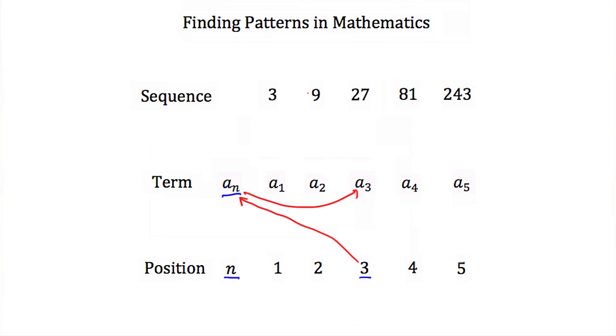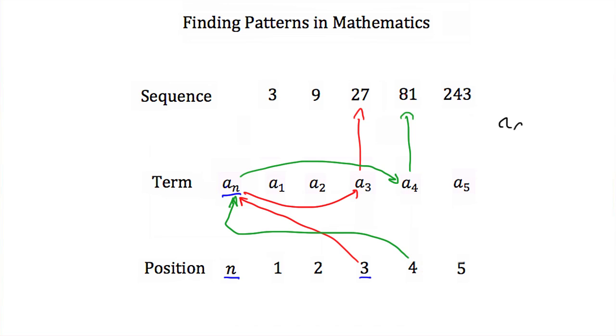If we had the sequence 3, 9, 27, 81, and 243, well then the third term, or a3, would be 27. If our n position was 4, that would mean that n would be 4, which means a sub n would be a4, and in this sequence, a4 is 81. So if I said that I was looking for a sub n when n was 5, that means that a sub n is a5. And in this sequence, a5 is 243.